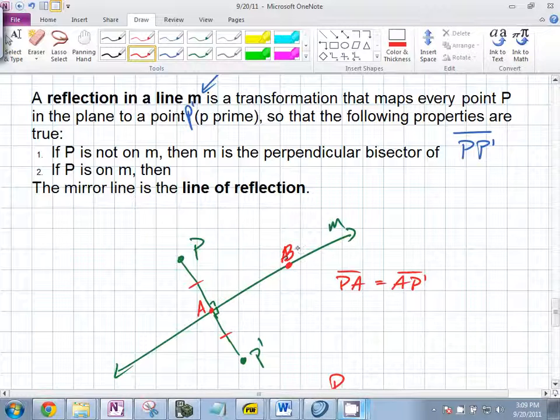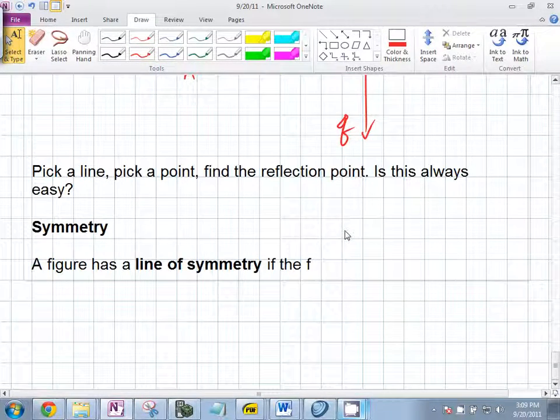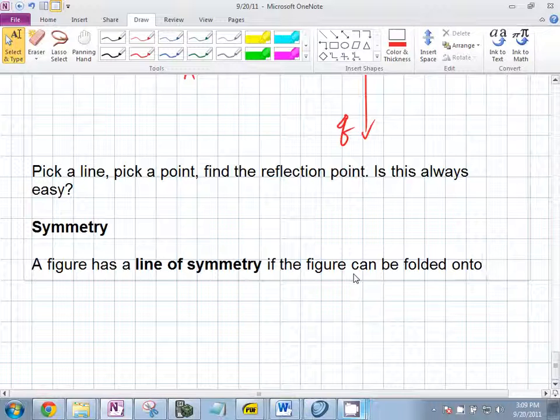Exactly. Symmetry. A figure has a line of symmetry if what? What do you think? It can be folded onto itself. That's right, I like that. If the figure can be folded onto itself. That's very simple. So if I had a shape drawn on this piece of paper and I could fold it so it would fold onto itself, that would be a line of symmetry.